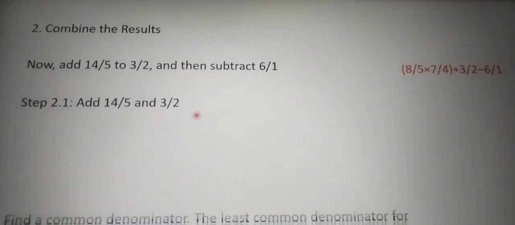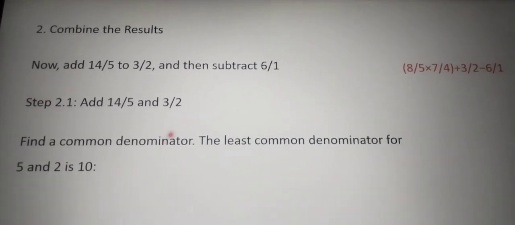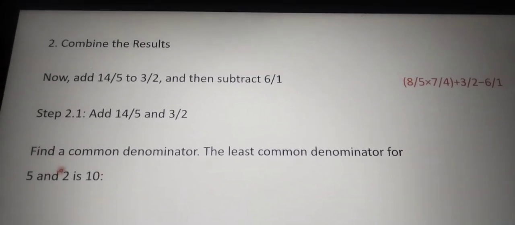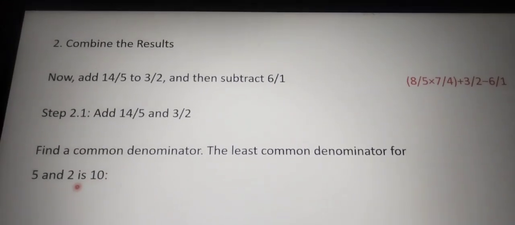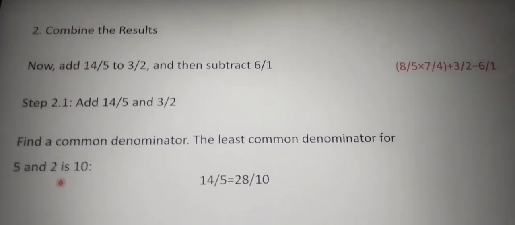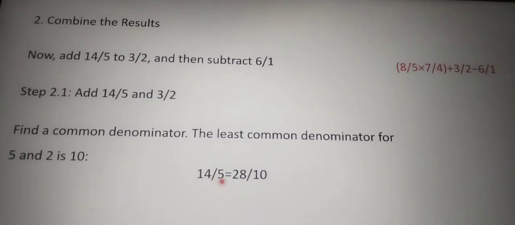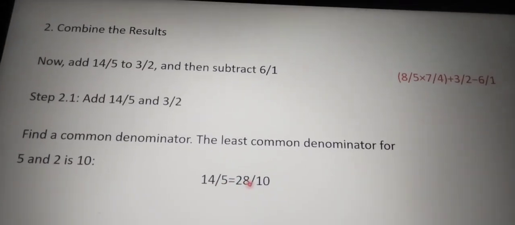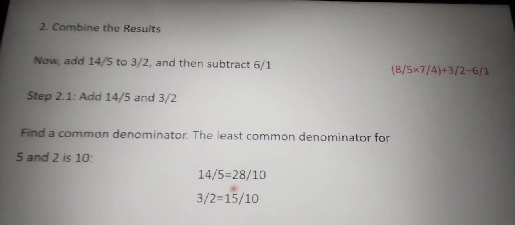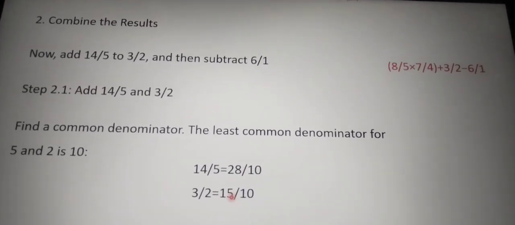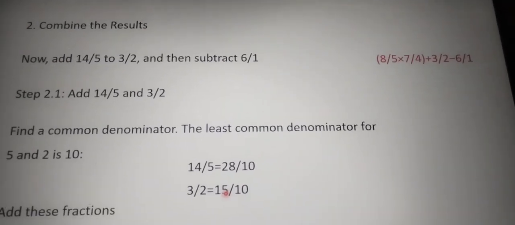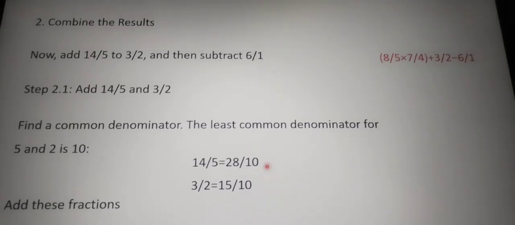When we add them to each other, we have to search for the common denominator for both of them. The least common denominator for 5 and 2 is 10, because it can be divided by both: by 2 it gives 5, and by 5 it gives 2. So when we transform it, 14 over 5 multiplied by 2 gives us 28 over 10. And we do the same for 3 over 2 by multiplying it by 5 over 5, which gives us 15 over 10. Now we can easily add these fractions, because we have the common denominator.